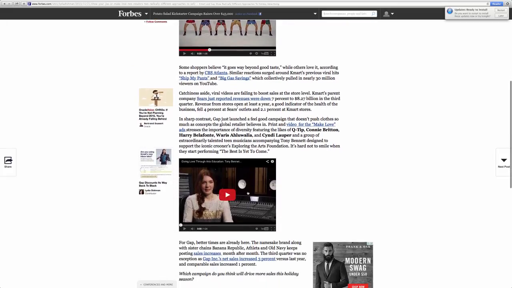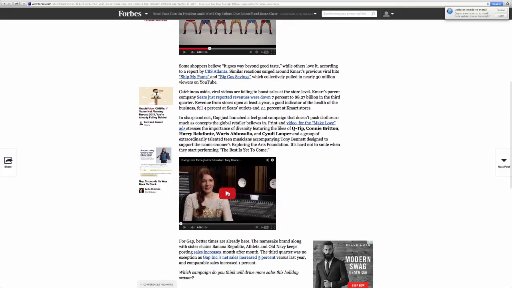Let's contrast that with this particular ad about the Gap and how it's really just a feel-good campaign that really doesn't push the Gap clothes as much as it pushes the concepts the retailer believes in. Hopefully saying that, hey, if you like our Gap commercials, you'll also like our clothing brands. And I'm going to skip through parts of this because it's a rather long commercial.